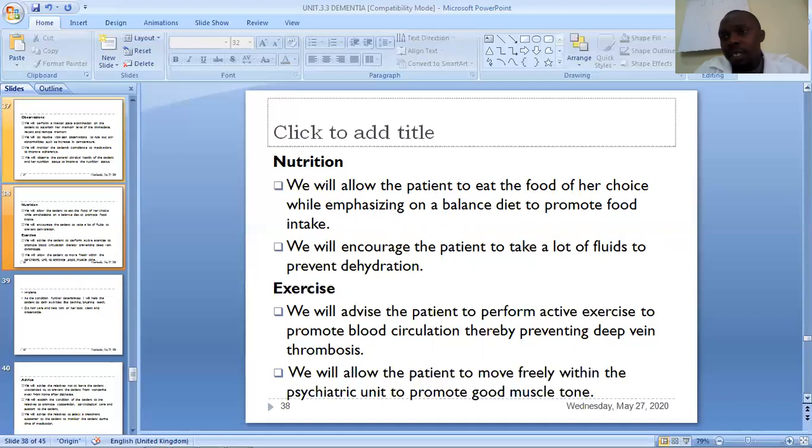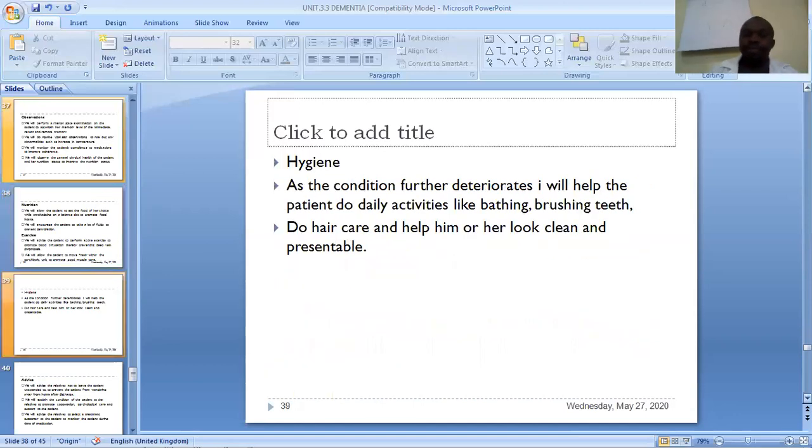Exercise, of course. Sometimes they are aggressive, they are depressed. We'll advise the patient to perform active exercises to promote blood circulation, thereby preventing deep vein thrombosis. Remember, if there's any thrombus forming in the blood vessels in the brain, then some areas of the brain will become ischemic, and that will lead to damage to the brain tissue that will be lacking blood supply. We'll allow the patient to move freely within the psychiatric unit to promote good muscle tone.